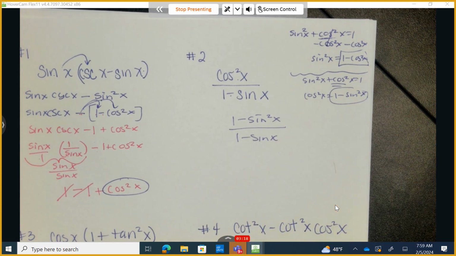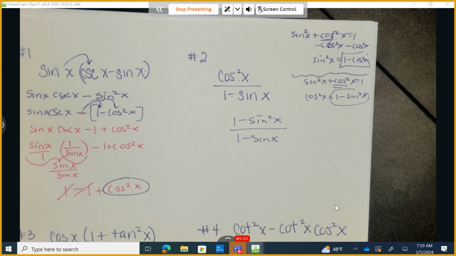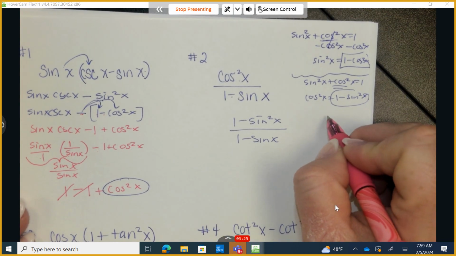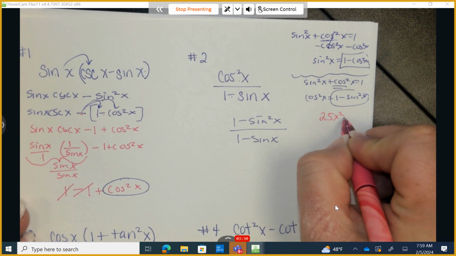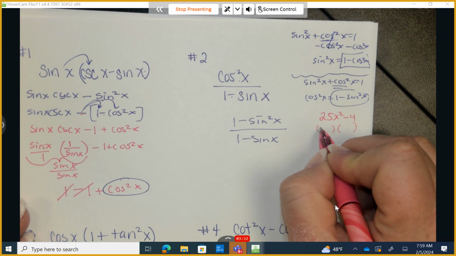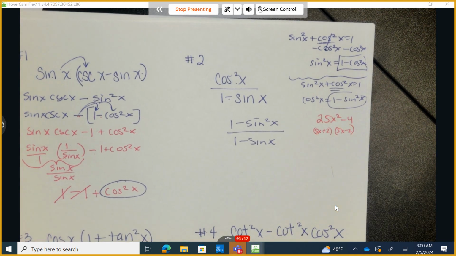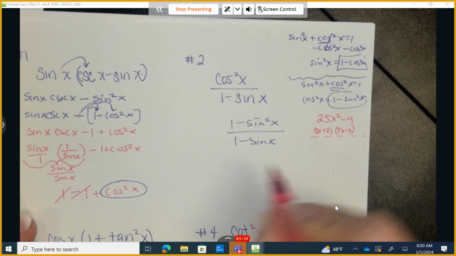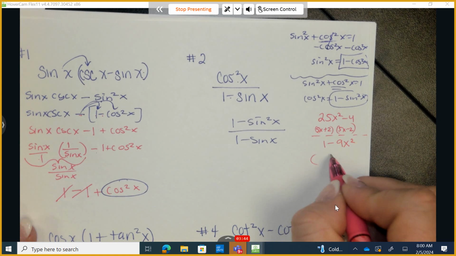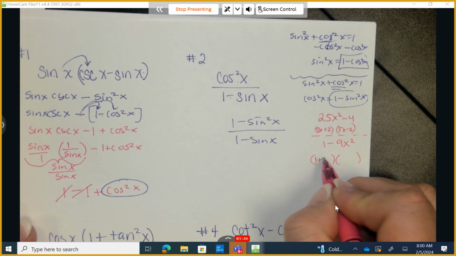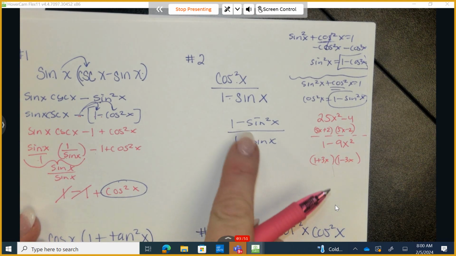In the past, I've seen students who think they're able to just cancel these out. Let's take a second and go off to the side. Let's start with something very basic that you learned freshman year. If I wrote 25x squared minus 4, hopefully you would recognize that is 5x plus 2 and 5x minus 2. Difference of squares. Now what if I did 1 minus 9x squared? Same concept: 1 plus 3x and 1 minus 3x. We're doing that same concept here on the top.